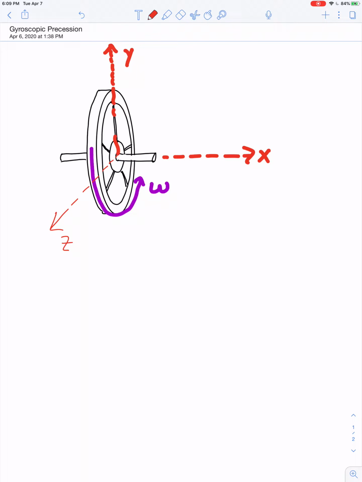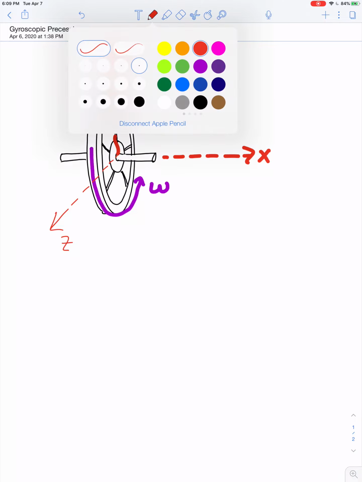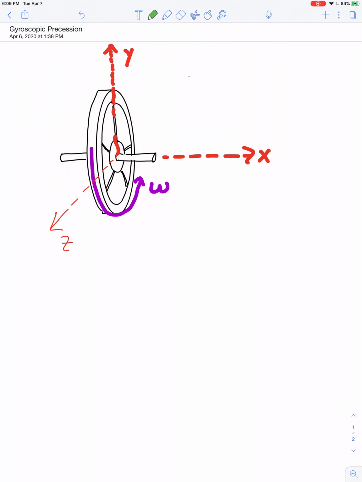So based on the right-hand rule, what's the direction of this wheel's angular momentum vector? In other words, if angular momentum is a vector, that's just equal to rotational inertia times the vector angular velocity. The angular momentum and the angular velocity share the same direction, and that direction is given by the right-hand rule.